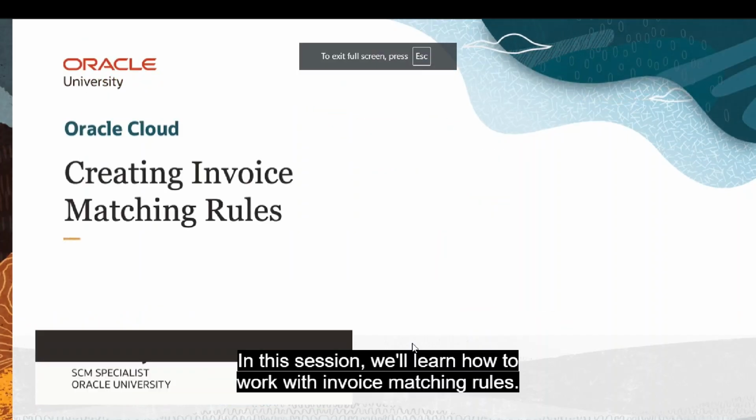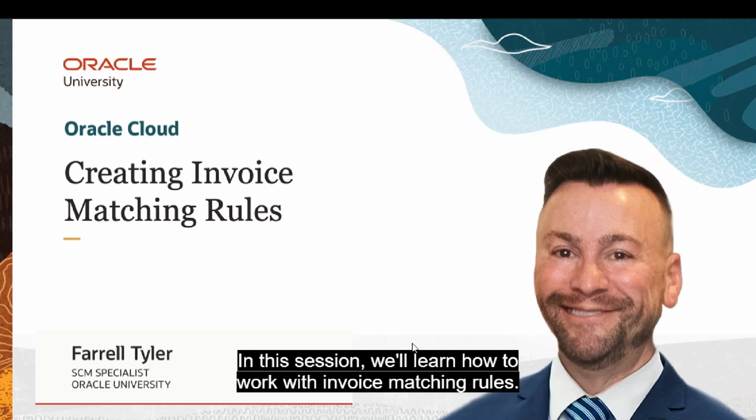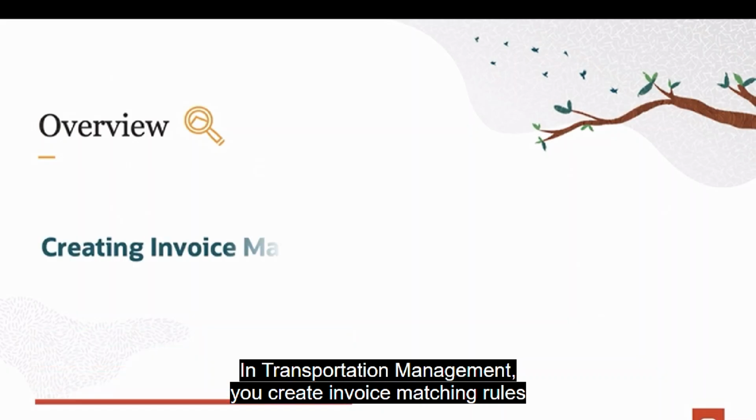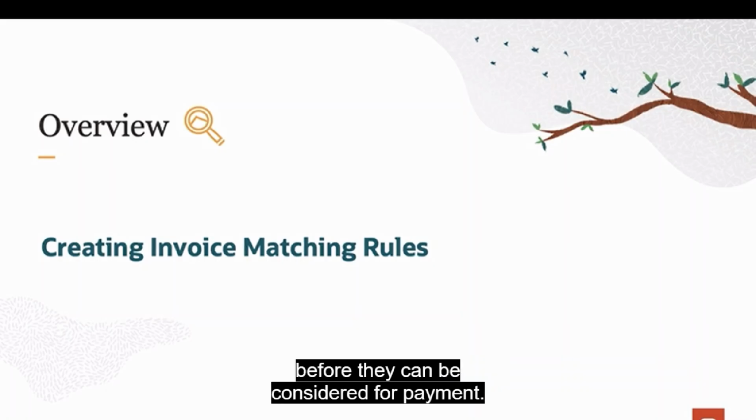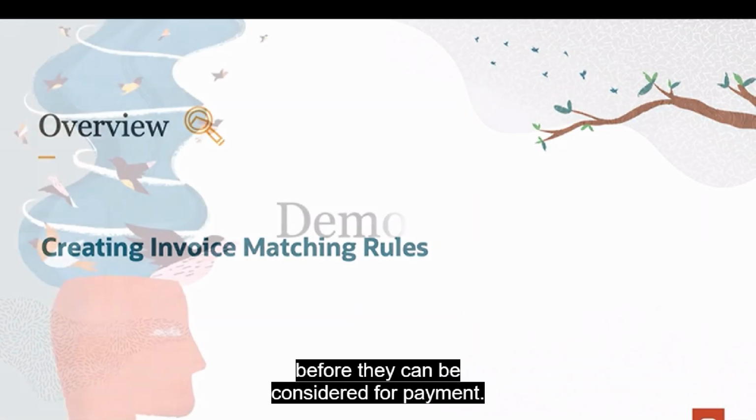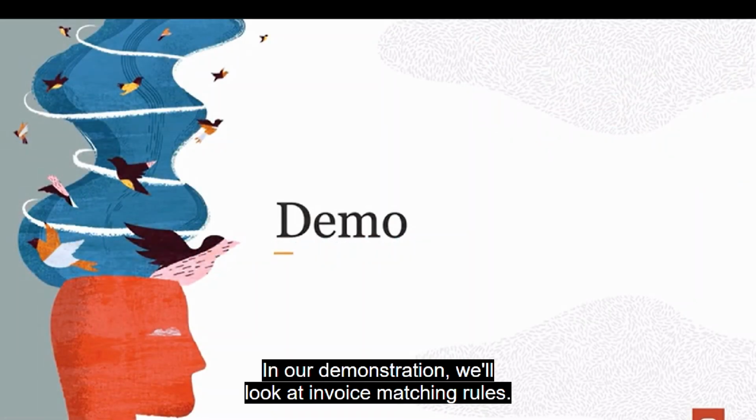In this session, we'll learn how to work with invoice matching rules. In transportation management, you create invoice matching rules to determine which common attribute values must match between the shipment and the invoice records before they can be considered for payment. In our demonstration, we'll look at invoice matching rules.